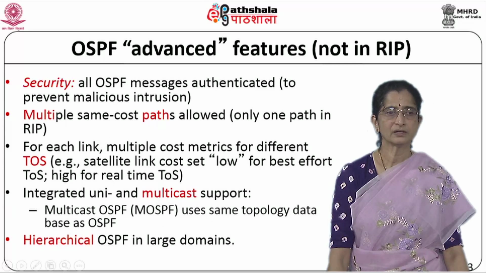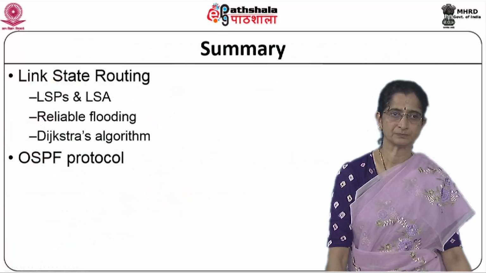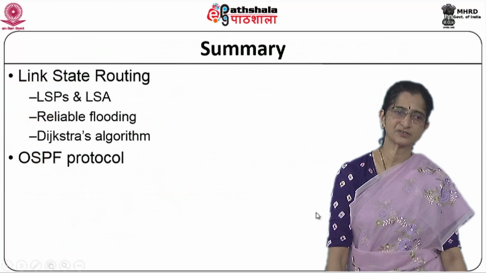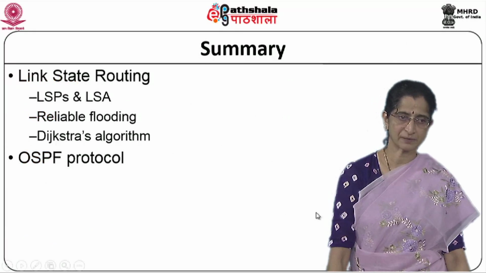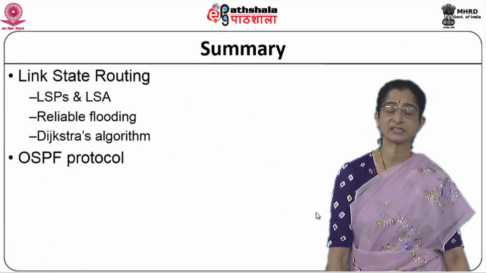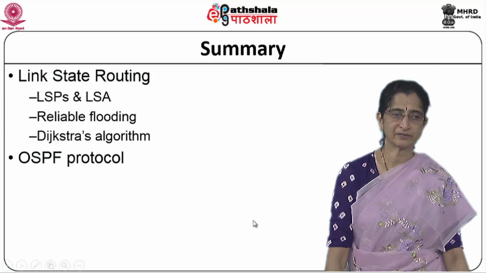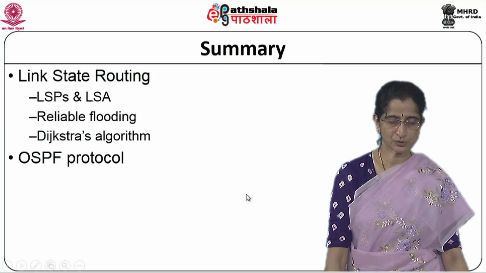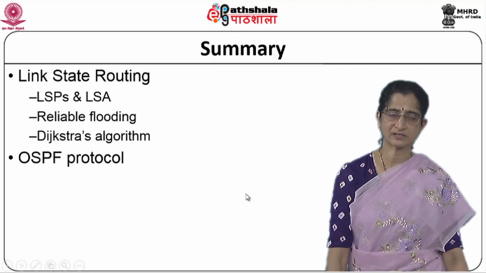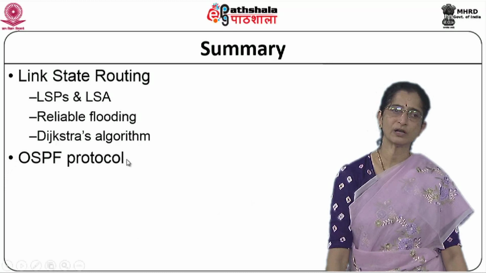To summarize, we looked at the link state routing protocol, how link state packets are constructed and how they are advertised, and how it is done using reliable flooding. Then we looked at how Dijkstra's algorithm is used to construct the shortest cost path, and then we looked at how the OSPF protocol implements this link state routing algorithm.